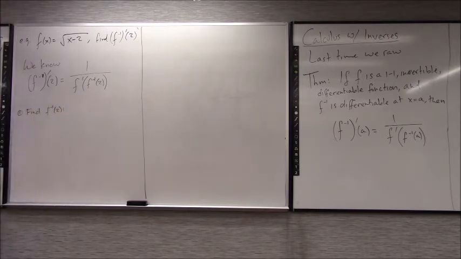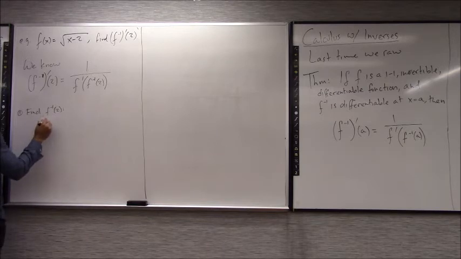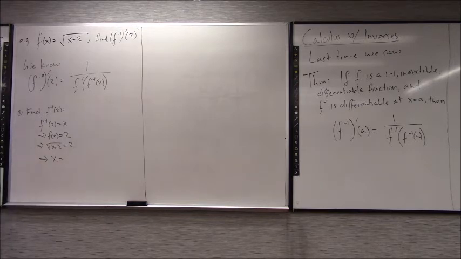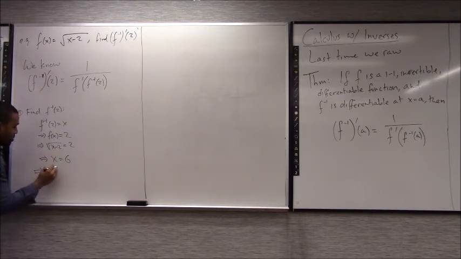How would you find f inverse of 2? What we did before. So f inverse of 2 equals x. This means f of x equals 2. This means the square root of x minus 2 equals 2. This means x equals 6. There's a bunch of 2's there. So f inverse of 2 is actually 6.